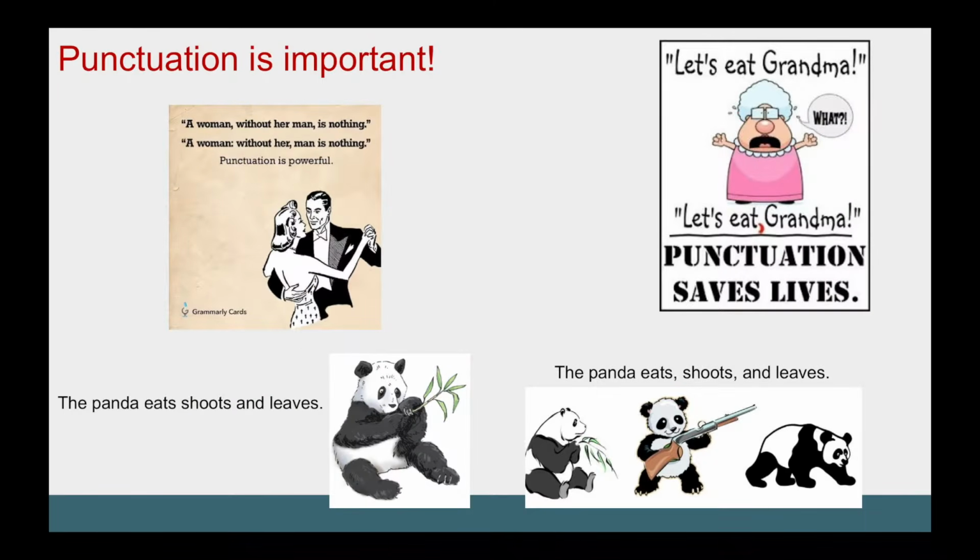You may be wondering why some of these similarities are still important. Here are a few examples of how just a simple punctuation mistake or ambiguity can completely change the meaning of the sentence. We don't want to eat Grandma, we just want to tell Grandma that it is time to eat. You may see these other examples as well. Without commas, if you say the panda eats shoots and leaves, you're talking about a panda bear who is eating shoots and leaves from a bamboo stalk. But if you add commas, you're actually talking about a panda who is not just eating bamboo, but is also shooting something and leaving the scene of the crime.